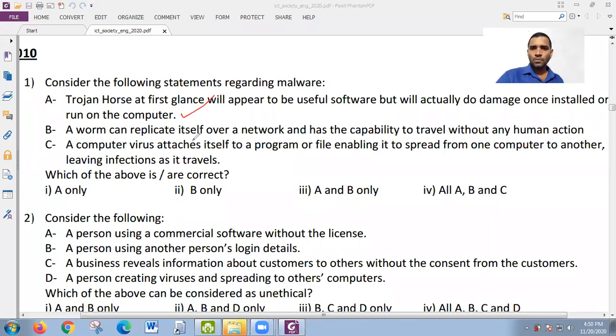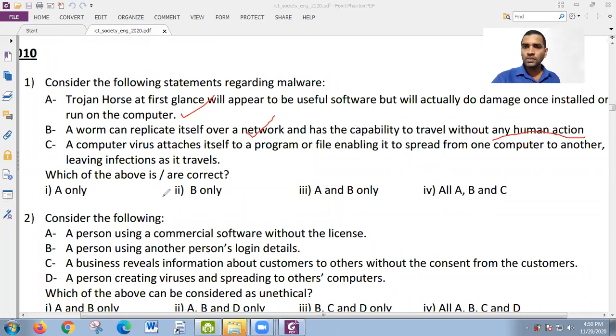B. A worm can replicate itself over a network and has the ability to travel without any human interaction. You have to consider that point, right? Worms have such ability, right? They can replicate themselves. At the same time, they can spread over a network without any human interaction, without the help of a human. So that is also correct.